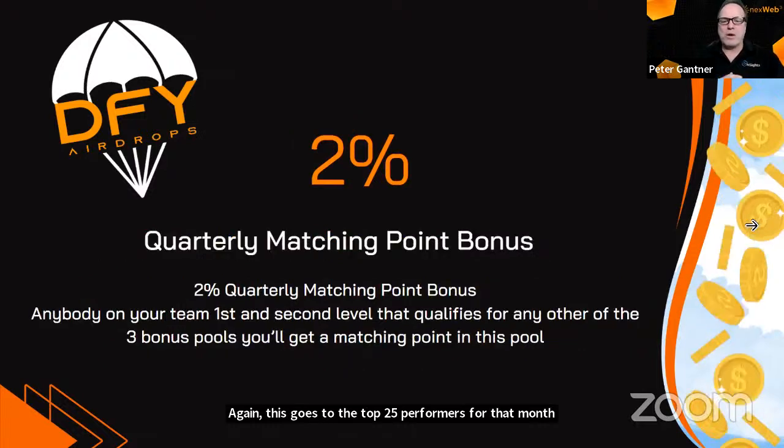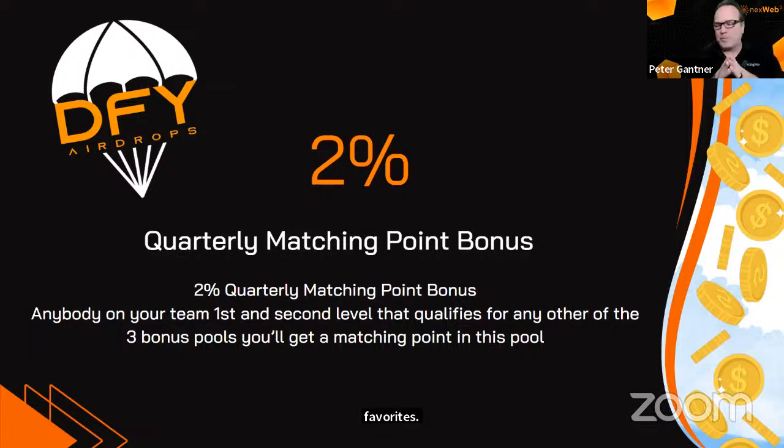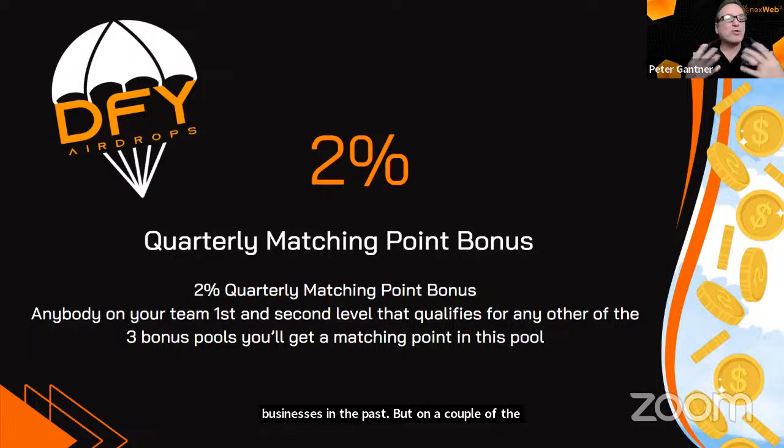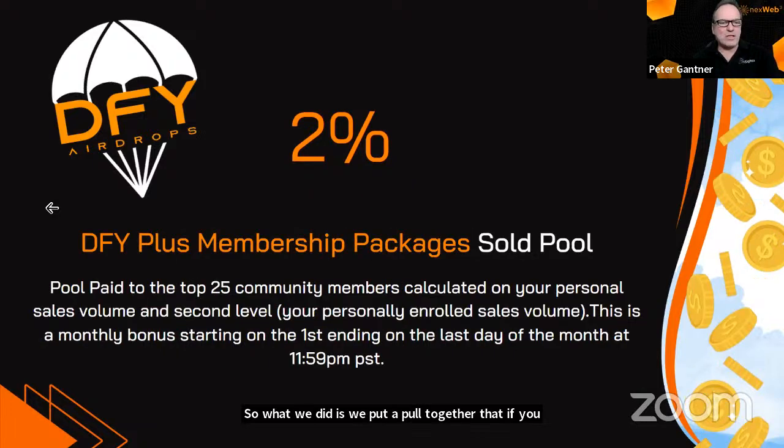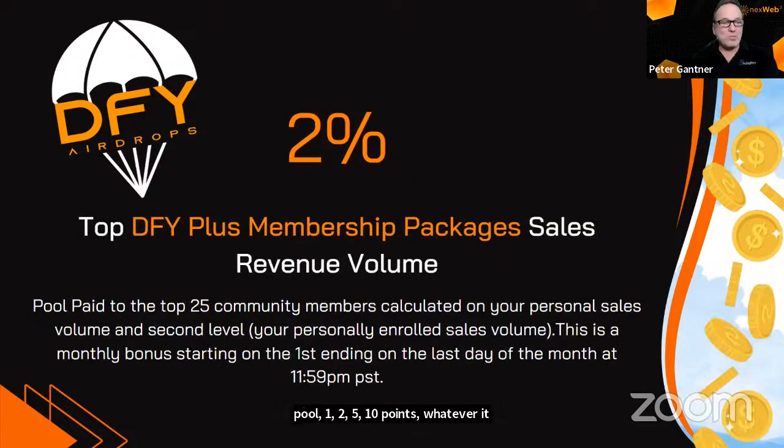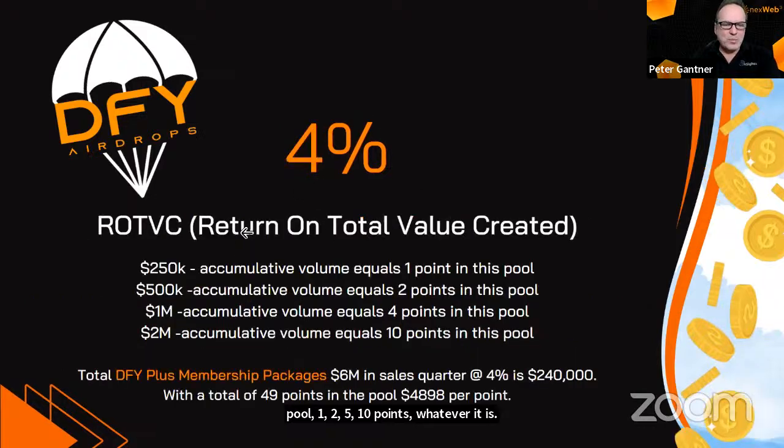The final one is one of my favorites. So we've been pretty successful in building home-based businesses in the past. But on a couple of occasions, the person who brought us in was not nearly as successful as us. So what we did is we put a pool together that if you bring somebody in and they earn a point in either this pool, 1, 2, 5, 10 points, whatever it is, in this pool and in this pool, you get a matching point.